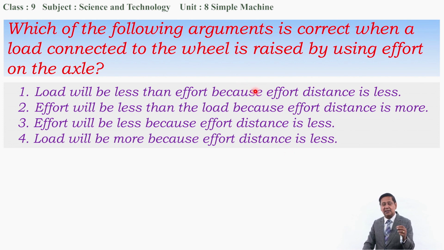It means it increases the speed of the work. One point: if effort is applied on the axle, it increases the speed of the work. Another point, more effort is needed to raise the load. Now, what are the options? Let's see from number 4. Why should we always go through 1? 4. Load will be more because effort distance is less.